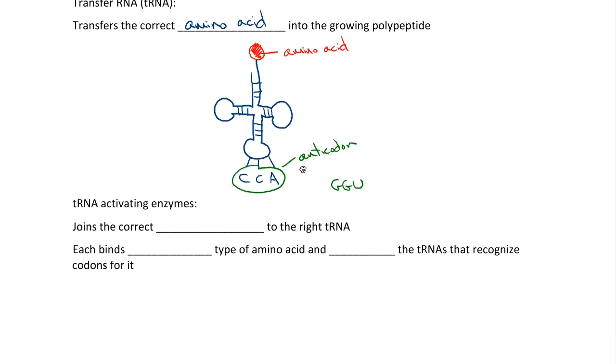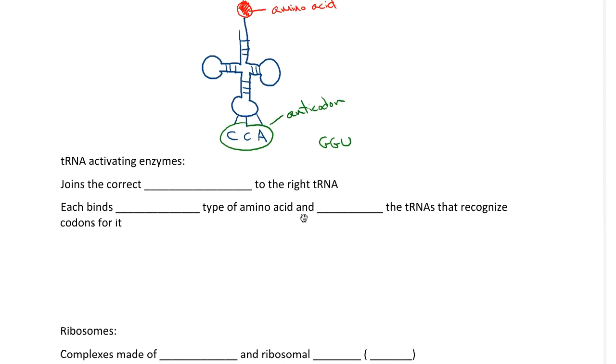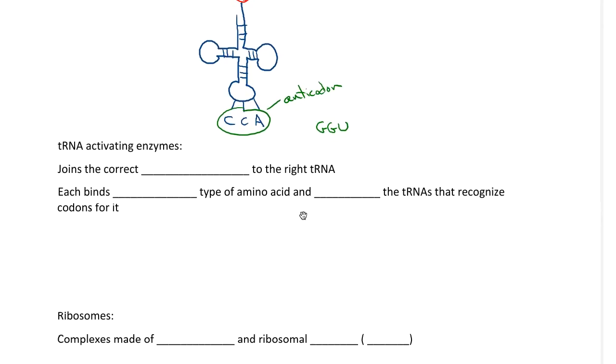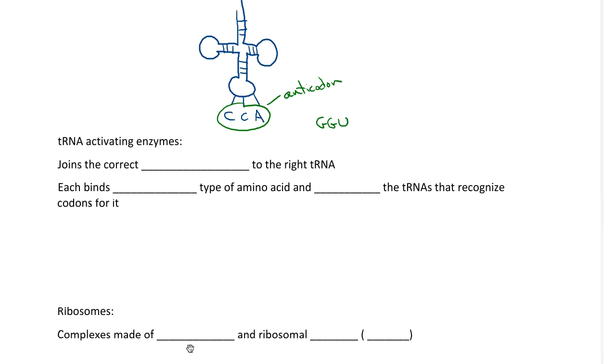Well, that's the job of tRNA activating enzymes, also called aminoacyl tRNA synthetases. They're enzymes that join the correct amino acid to the correct transfer RNA. So they put the amino acid on the top of the tRNA. And each enzyme binds one type of amino acid. For example, there's an enzyme for putting phenylalanine on transfer RNA. There's an enzyme for putting proline on transfer RNA.